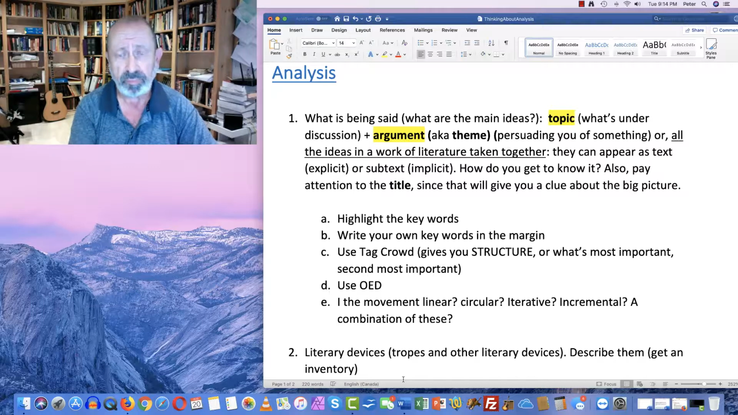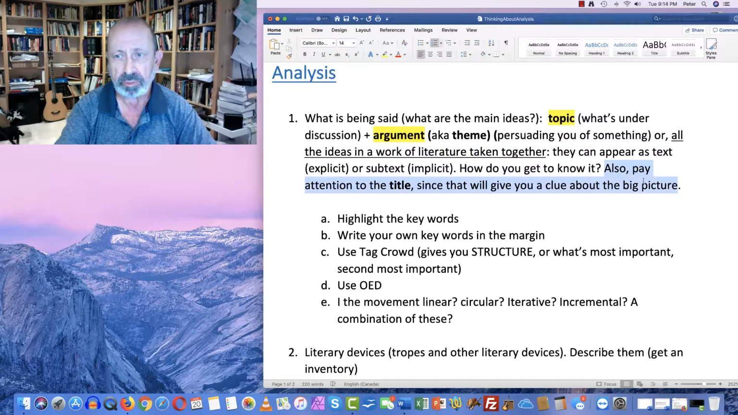So some of this you've seen before, some is new, but you have to begin always with what is being said in the text. What is it about? Start with the topic. What are the facts under discussion? Move to argument or theme, that is to say, what is this text trying to persuade me about? And how all of these ideas in the work of literature work collaboratively to convey meaning, to persuade you, to show you how a particular argument is going to unfold.